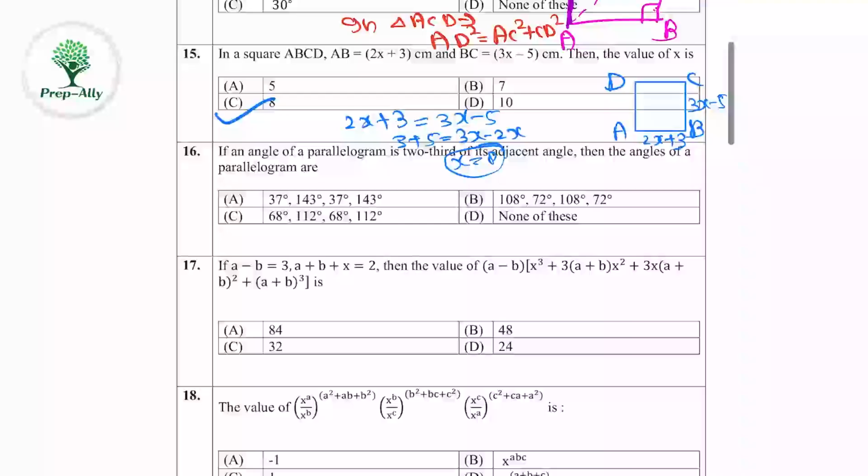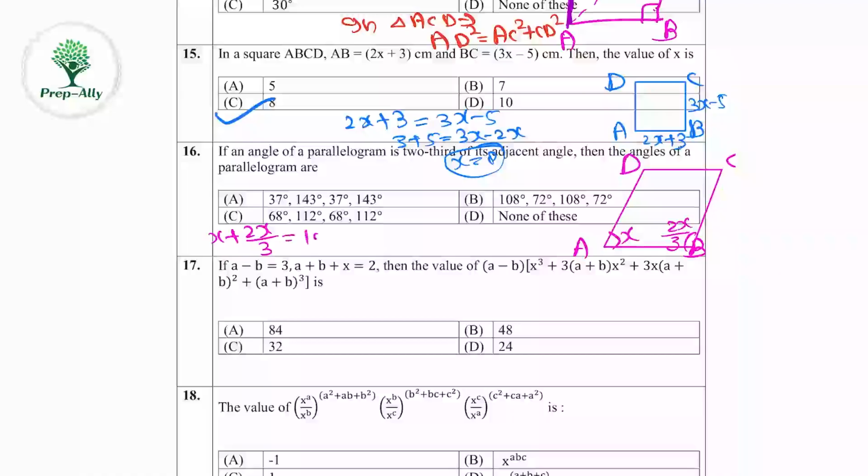Now the question number 16. If the angle of the parallelogram is 2/3 of its adjacent angle, then find the angle of the parallelogram. So let me draw this parallelogram. This is A, this is B, this is C, this is D. If I assume this one is x, so the adjacent angle is 2/3 of this angle. So we can write 2x by 3. And we know in a parallelogram the sum of these two angles is 180 degrees. So we can write x plus 2x by 3 is equal to 180 degrees.